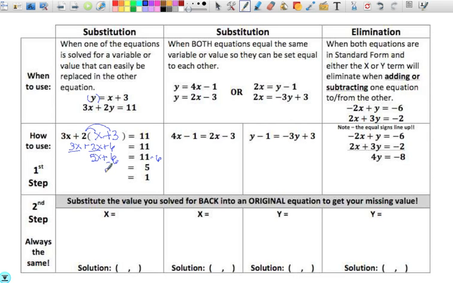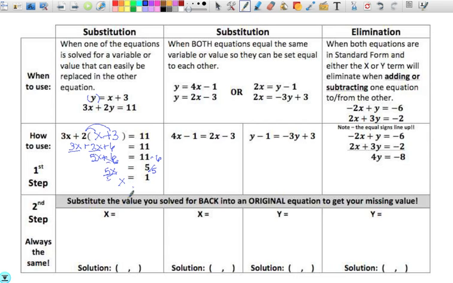So I get 5x, and these canceled here, equals 5, right? I'm sorry, I'm a little bit off. Then we're going to divide both sides by 5. Divide by 5. And we get x equals 1.